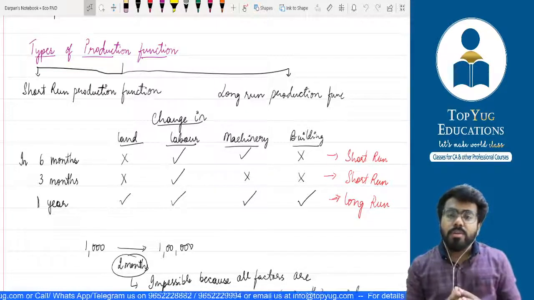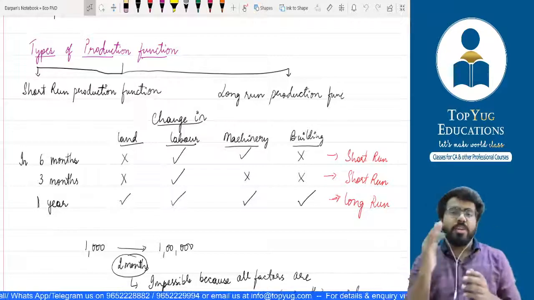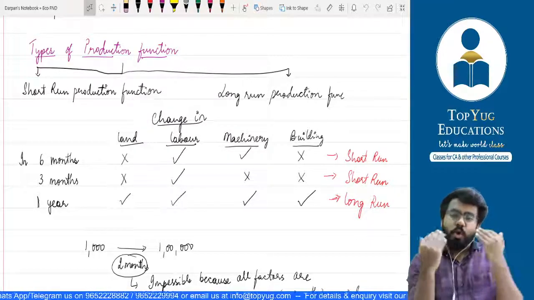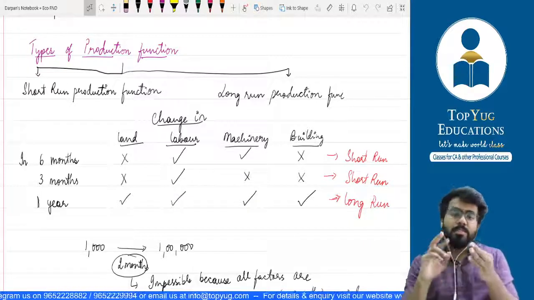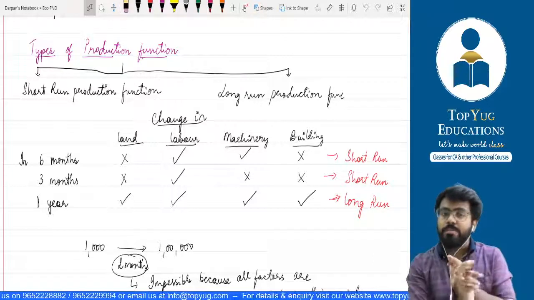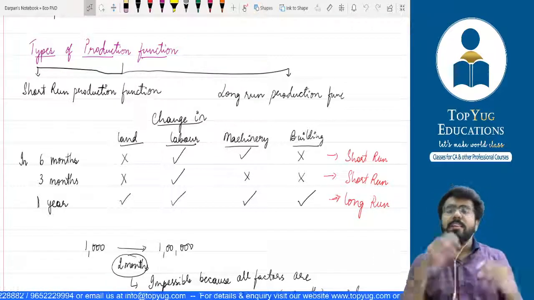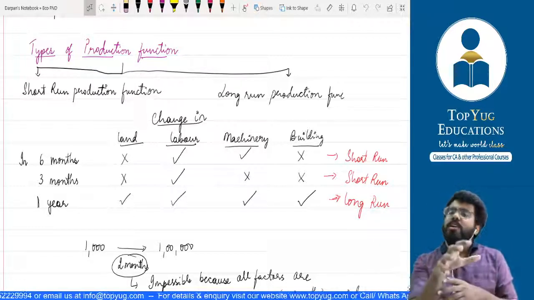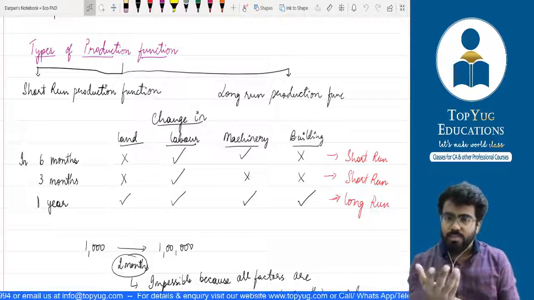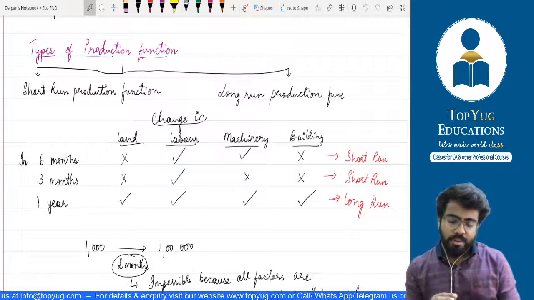When will it be long run? Long run period is the period in which all the factors are variable. That means I can change all the factors. I can increase land if I want to. I can increase the number of buildings. I can increase the number of machinery. I can do everything. Every factor is variable. That is a long run period. So if you're studying production function in the short run, where at least one of the factors is fixed, that is what? That is the law of variable proportion. Correct?